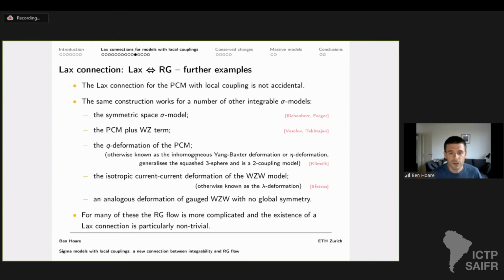So the Q deformation of the principal chiral model, which is often known as the eta deformation, generalizes the squashed 3-sphere of Shchednik, and what's interesting in particular is it's a 2-coupling model. And then also the isotropic current deformation of the Wess-Zumino-Witten model, known as the lambda deformation, and an analogous deformation of the gauged Wess-Zumino-Witten model. And what's interesting about this final case is that the sigma model has no global symmetries. So for many of these, the RG flow is much more complicated, and the existence of a Lax connection is rather non-trivial. As an example, I just want to briefly flash some results for the Q deformation of the PCM, just to highlight this.